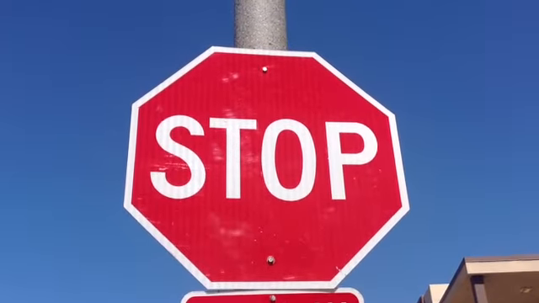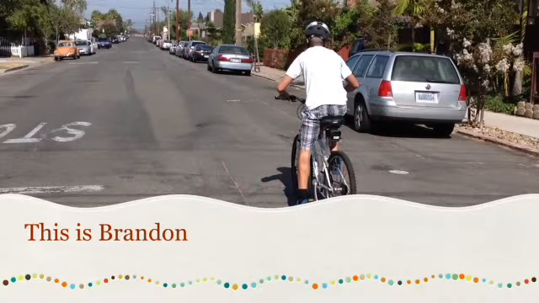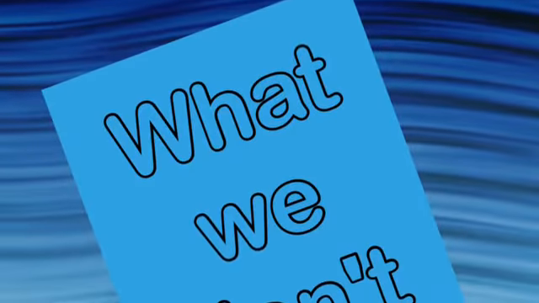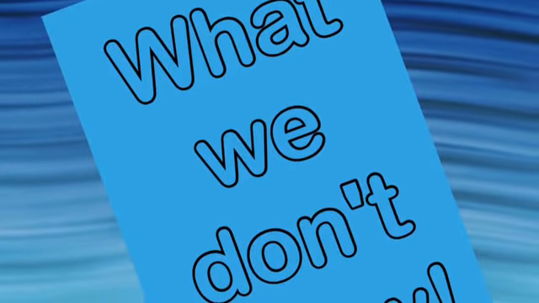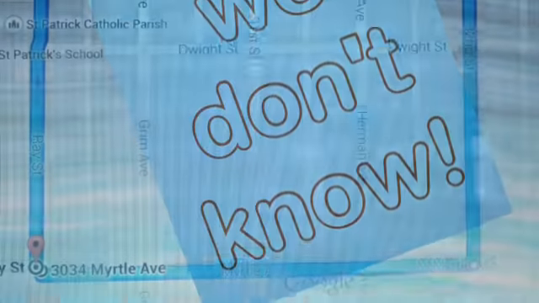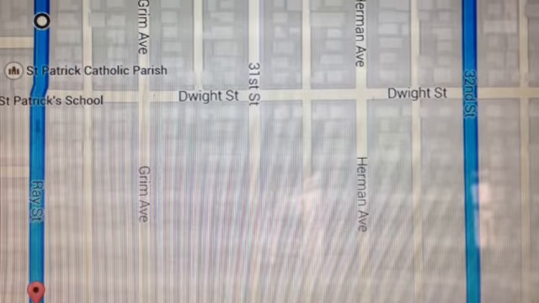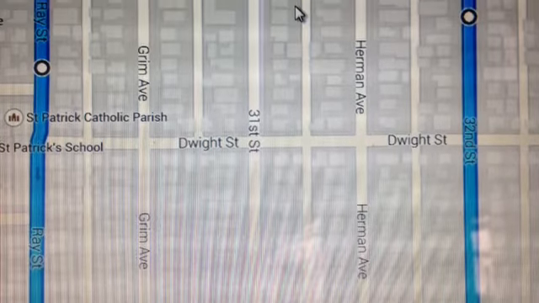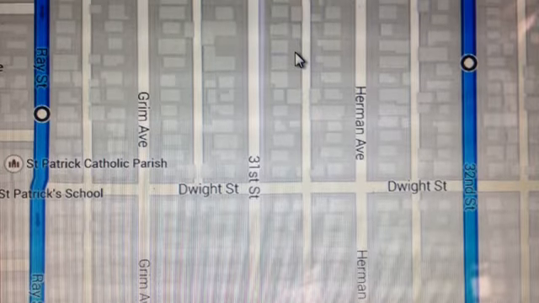Let's stop for a moment. This is Brandon, and he's going to help us figure out what we don't know. Although he wants to find out how long it's going to take him to get to school, he won't know that until he knows about how fast he rides his bike. In order to do this, he's going to ride 1 square mile, and we are going to time him. So, when you're ready, Brandon.